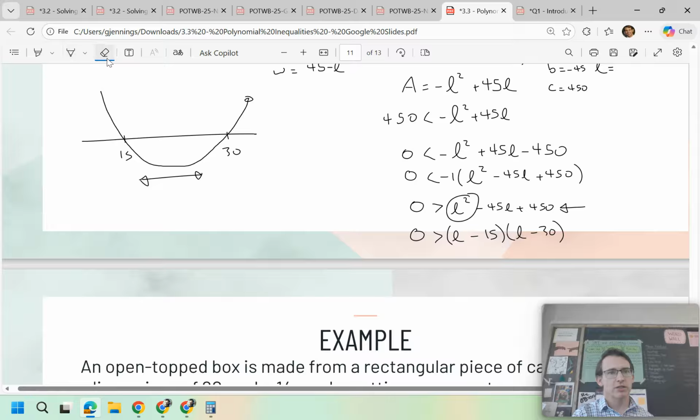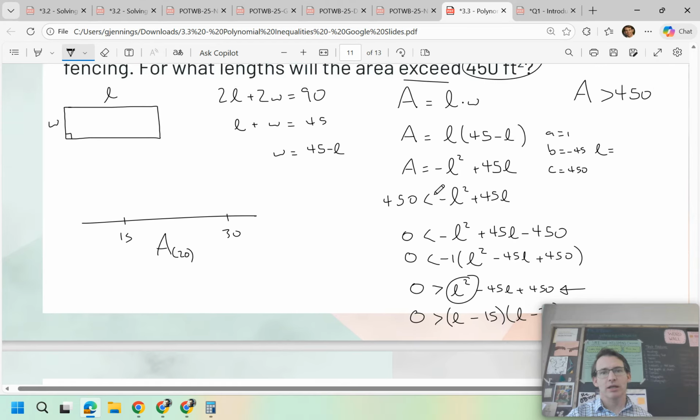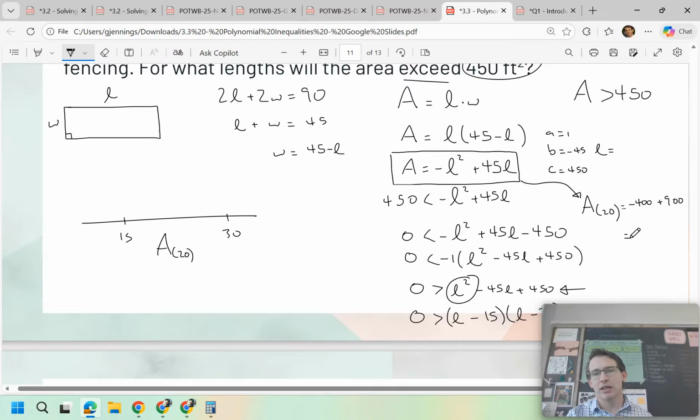So test one of these values. An easy one that's in there might be area at 20. So setting L to 20, let's work with our original function here and see what we get. A at 20 is equal to negative 20 squared, so that's negative 400. And then 45 times 20 is plus 900, and that equals 500. And in my experience, 500 is indeed bigger than 450.